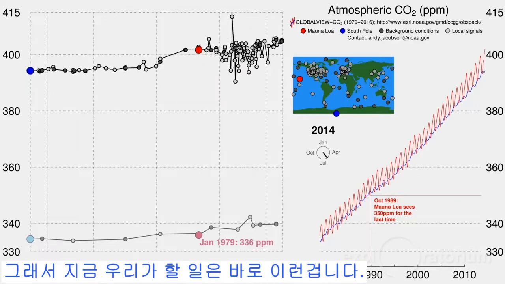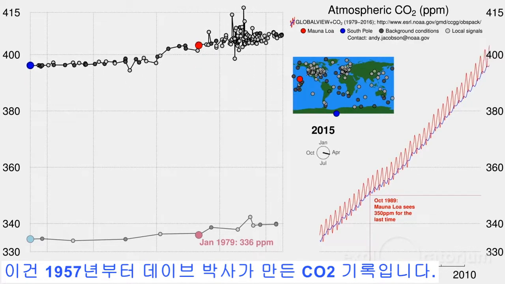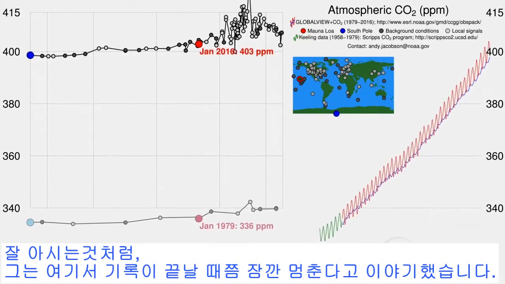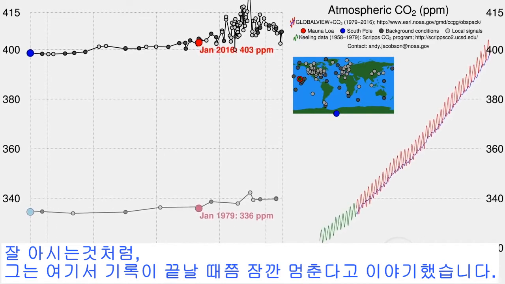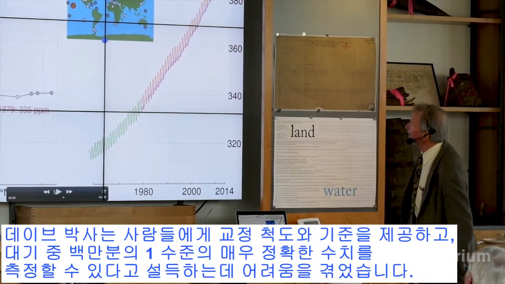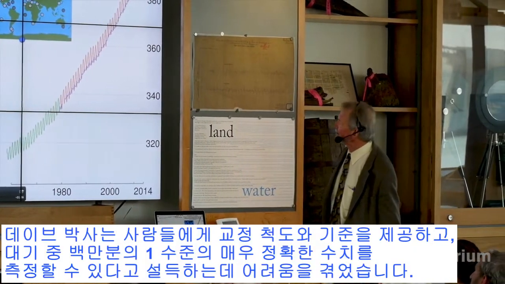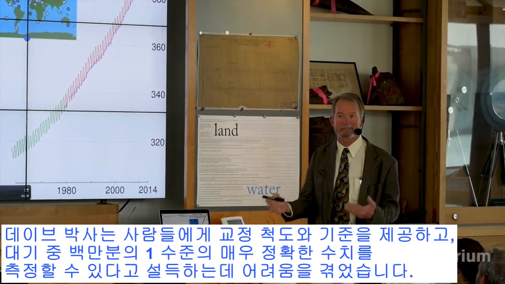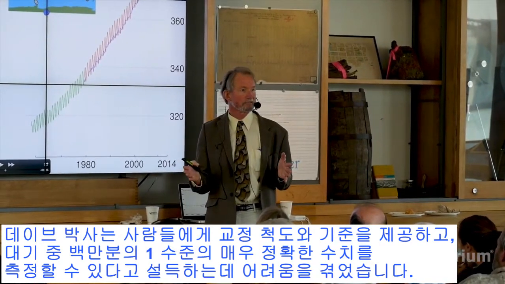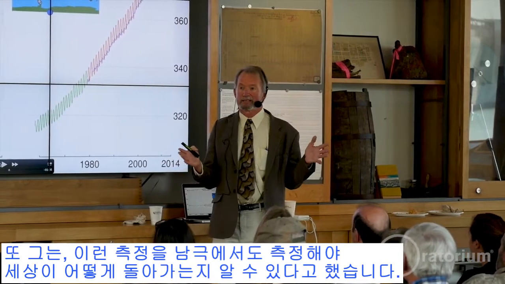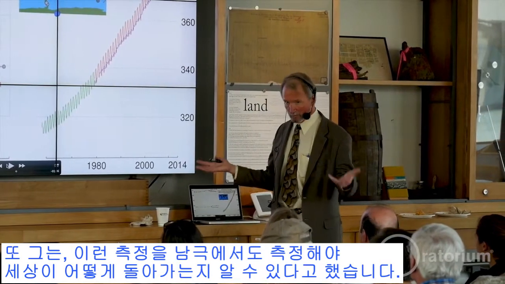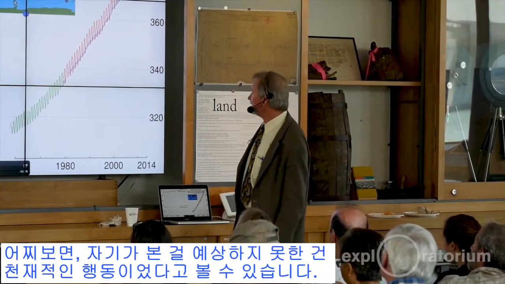So this is what we're going to do now. This is Dave Keeling's record, and Dave was the guy who started this whole thing. By 1957, I'm going to pause it at the end of his record here. Should be right about there. Okay. Dave had a hard time convincing people that he could provide the calibration scale and standards and make measurements of something that was parts per million in the atmosphere at very, very precise levels, one part in 4,000. And he said, I need to do this in places like Mauna Loa and South Pole so I can have a picture of what the world is doing overall. So it was a bit of genius on his part.